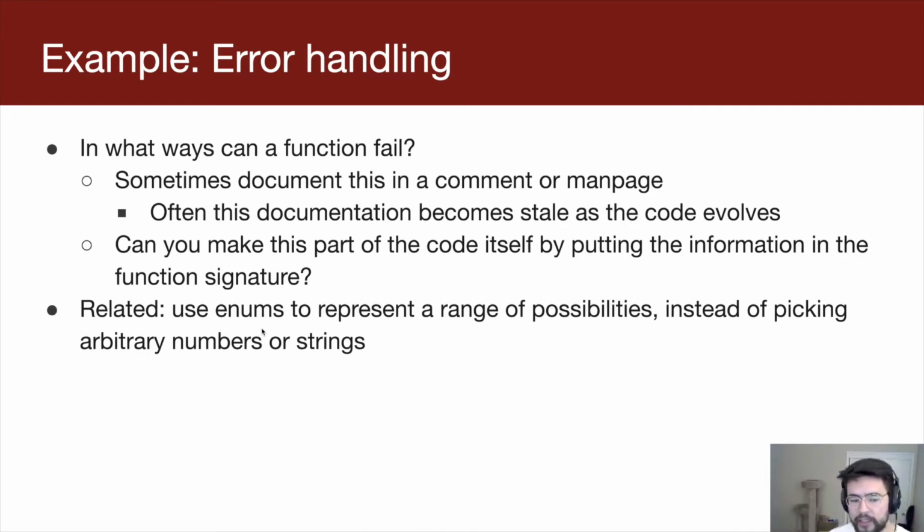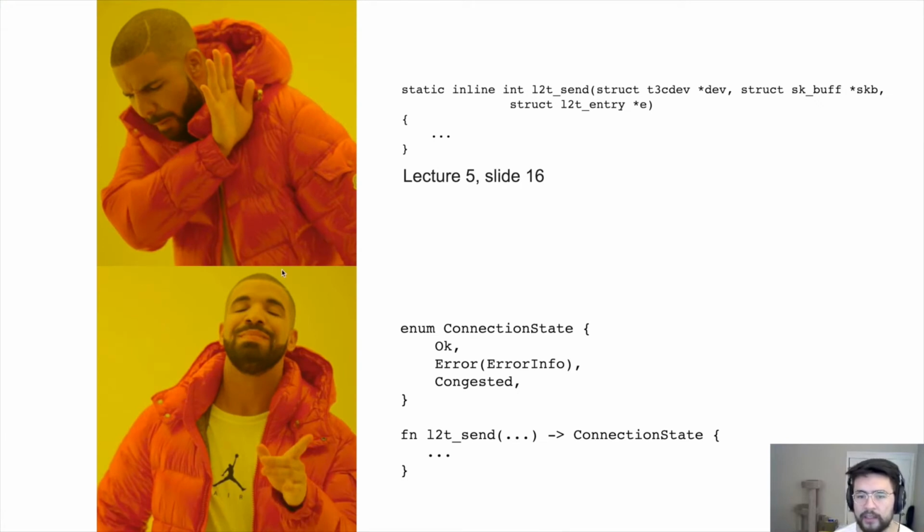There are so many places where people will just #define some arbitrary numbers or just choose some arbitrary strings. And that is almost always a bad idea. For example, there was this Linux kernel remote code execution vulnerability from lecture 5. If you want to go back and check this out, it's lecture 5, slide 16, where there was this function inside of the network stack that returns an int.